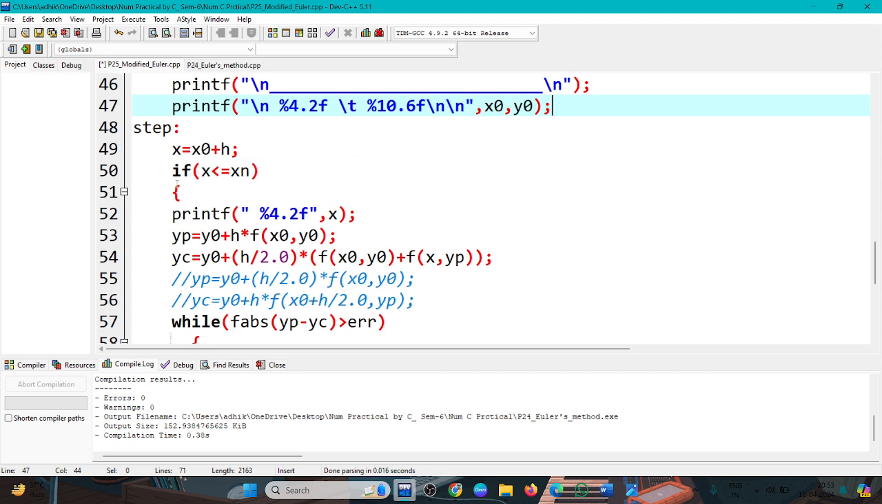Then x equal to x0 plus h, if x is less than or equal to xn, and print x. And yp is the predictor value, y0 plus h into f of x0, y0. Actually we calculate the initial value from Euler's method. And yc is the corrector value, that is y0 plus h by 2 into f of x0, y0 plus f of x, yp. This yp, the predictor value, is from the previous step.